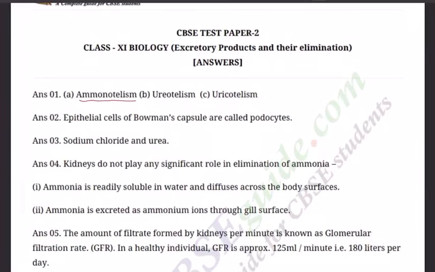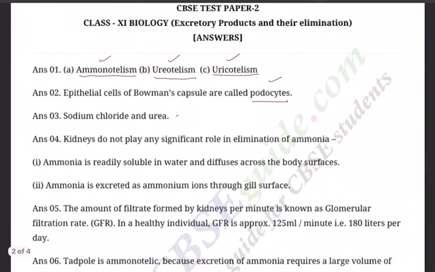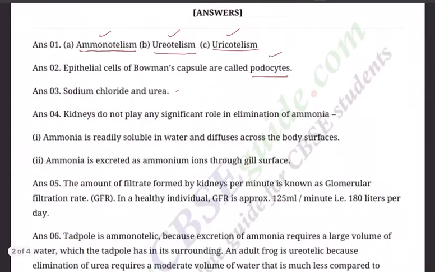Question number 1. The 3 forms of nitrogen waste: ammonotelism, ureotelism, uricotelism. So wastes are thrown out in the form of ammonia, NH3, in the form of urea, and in the form of uric acid. Question 2. Epithelial cells of Bowman's capsule are called podocytes. Very important one. Question 3. Sodium chloride and urea. Of course, we know in sweat these are the 2 things that come out.